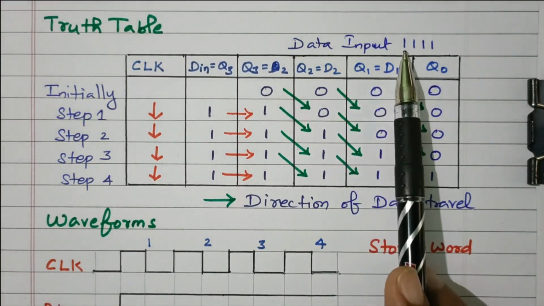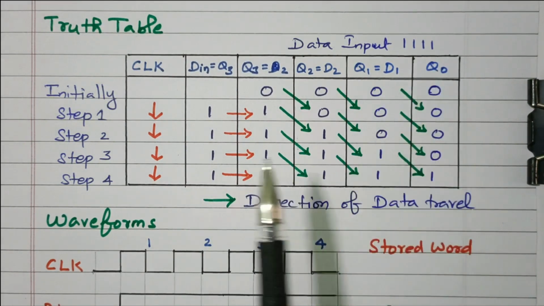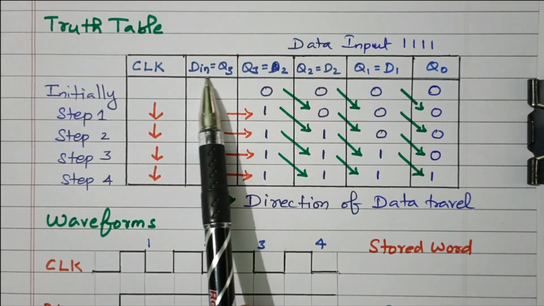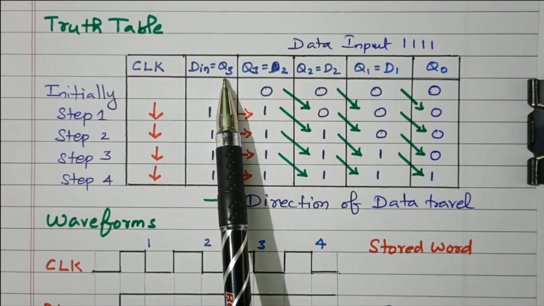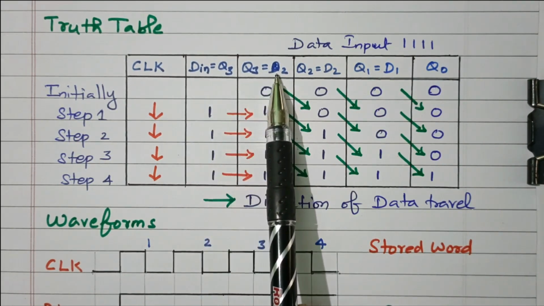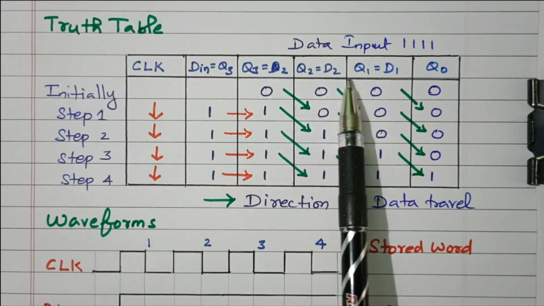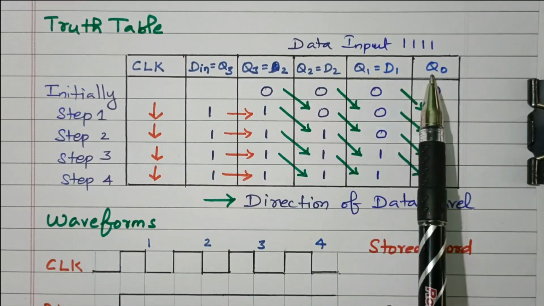So the data we need to store is 1, 1, 1, 1. The clock pulse, the D in, that is Q3, flip-flop 3. Q3 is applied to D2. Q2 applied to D1. Q1 applied to D0. Finally Q0.